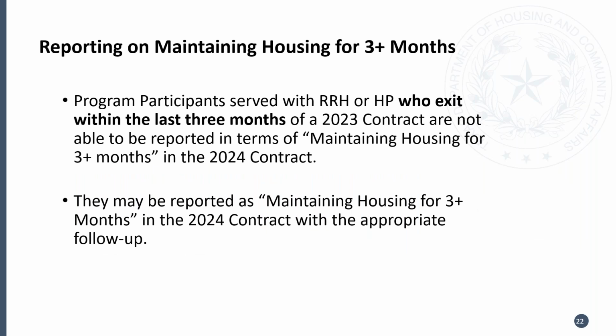Also, for subrecipients that have current contracts, there is one measure on reporting that is for maintaining housing for 3+ months. Program participants that are served with rapid rehousing or homelessness prevention funds who exit within the last 3 months of a 2023 contract are not able to be reported in terms of maintaining housing for 3+ months in the 2024 contract. They may be reported as maintaining housing for 3+ months in the 2023 annual contract with the appropriate follow-up.